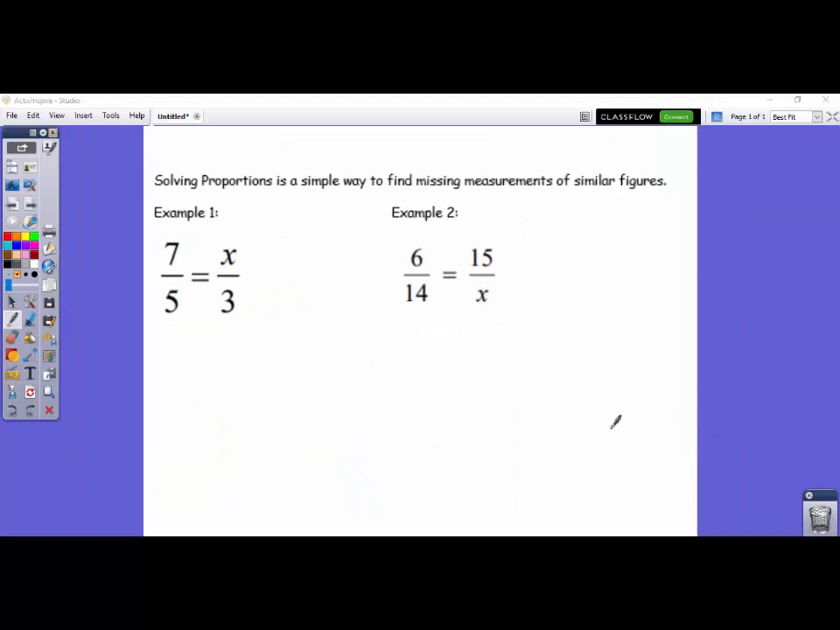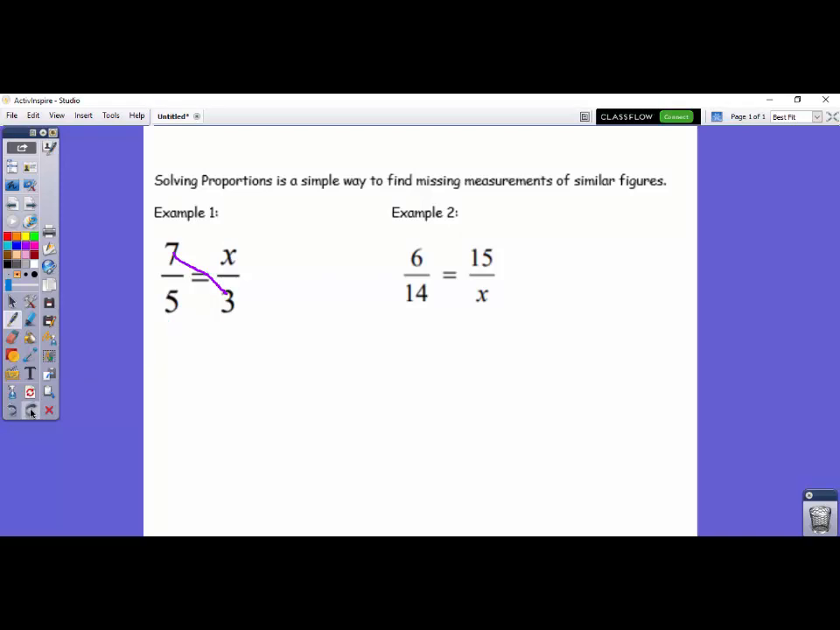Okay, we're going to look at a few more examples here that make finding missing side lengths of similar figures very easy, and that's by solving a proportion. So what we have set up here is a proportion. A proportion is just two ratios that are set equal to each other, and we have a missing value here, could be a length, that we need to figure out what x is equal to. So one very easy way to solve is by cross multiplying. So I'm going to walk you through that for example 1.